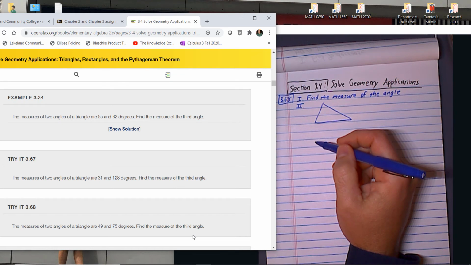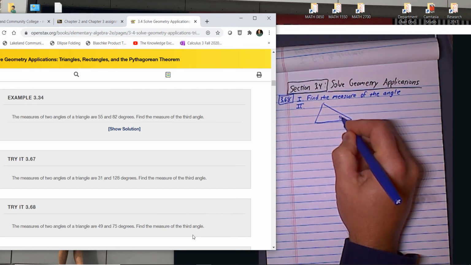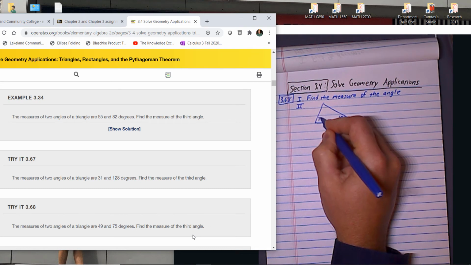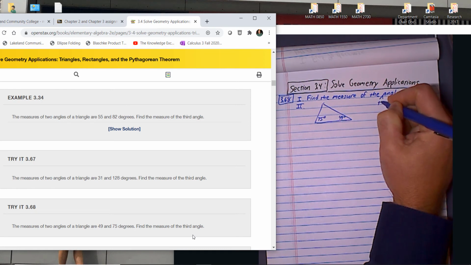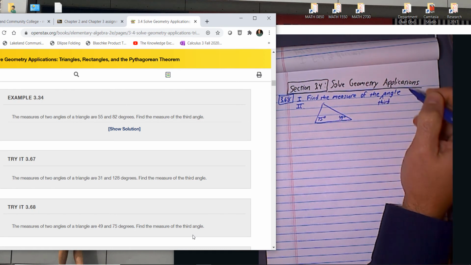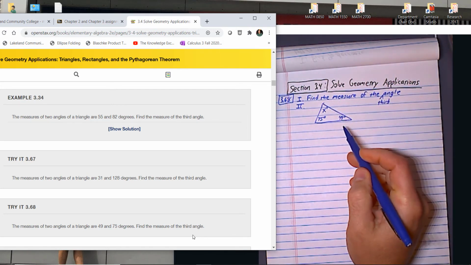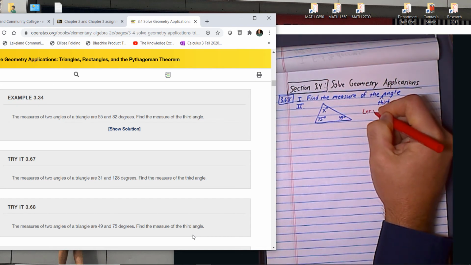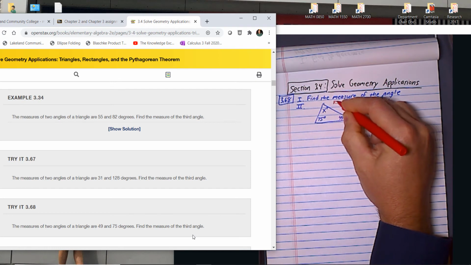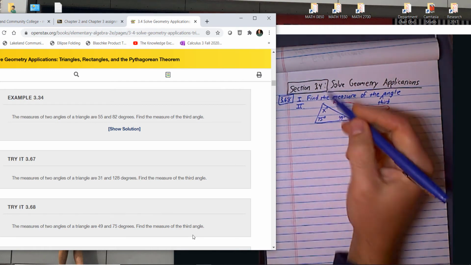It says the measures of 2 of the angles of a triangle are 49 degrees and 75 degrees. I'm going to call this one 49 degrees. I'm going to call this one 75 degrees. Find the measure of the third angle. I don't know the third angle, so I'm going to put a little x degrees here. That's equivalent, of course, to saying let x equal the measure of the third angle, but I won't usually write that. I'll just do a little diagram and I'll know what it represents.